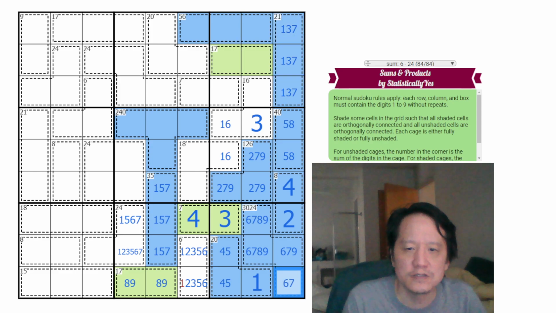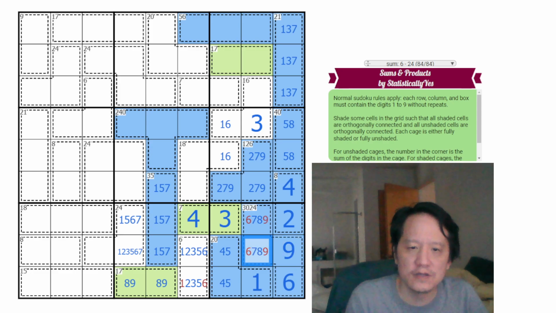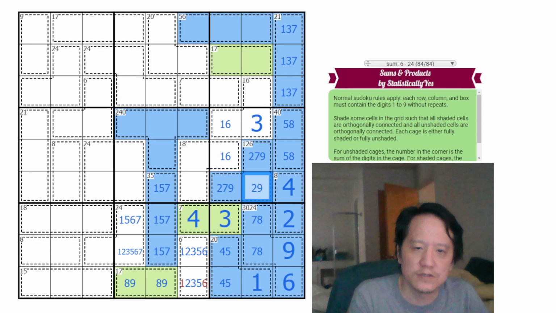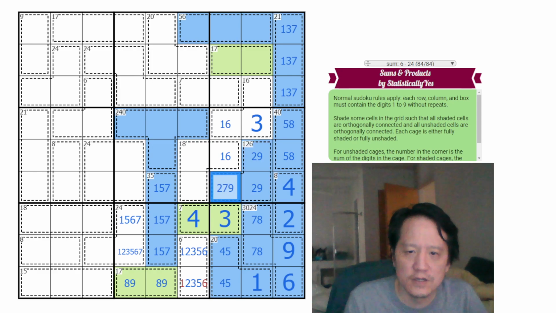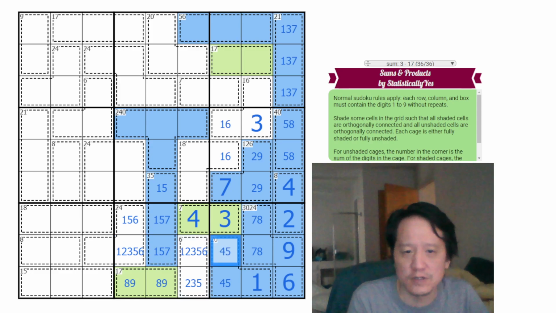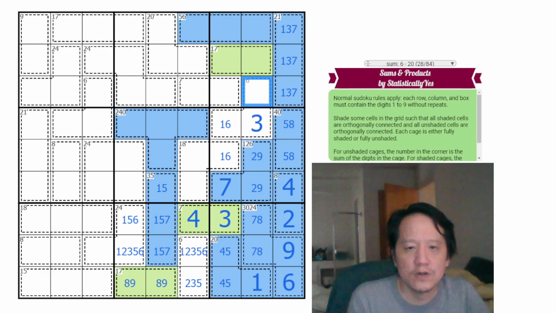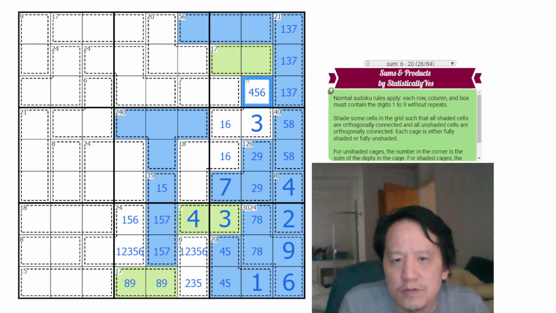This is 6. This is 9. So this is 7, 8. So it's 2, 9. So this is 7. So this cannot be 7. Which means 7 cannot be here. It can't be 1 or 6. This is 4, 5, or 6.